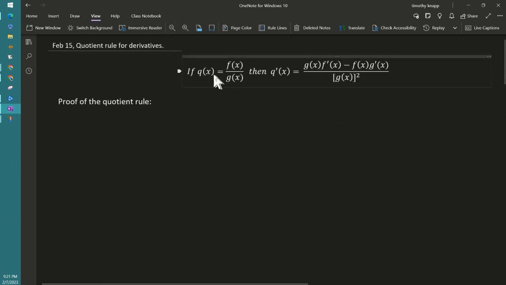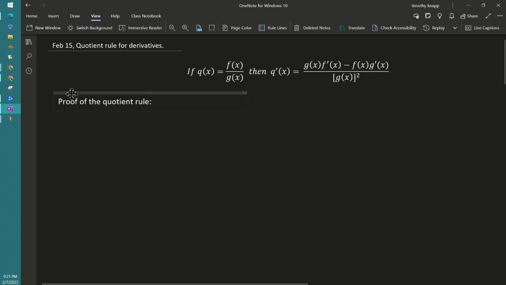So here's the quotient rule. It says that if I've got a function q of x and it's equal to f of x over g of x, effectively meaning that it happens to be the quotient of two other functions, then q prime, or the derivative of it, happens to be g f prime minus f g prime over g squared.